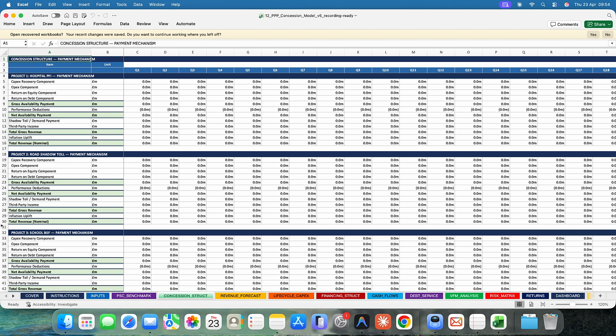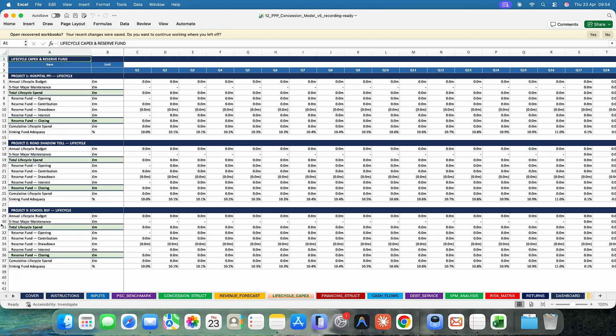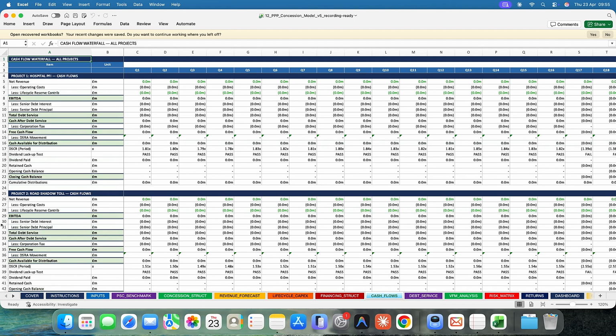Revenue over 60 periods, availability payments, indexed, performance deductions tracked by KPI, demand-linked revenue where applicable with ramp-up and risk-adjusted forecasts. Lifecycle capex on the next tab. The thing that trips up operators who treat the asset as static. Major maintenance events, phased at their correct intervals. Reserve fund accruals. If your lifecycle calibration is wrong, your DSCR years 15 to 20 falls apart. The model tracks it properly.